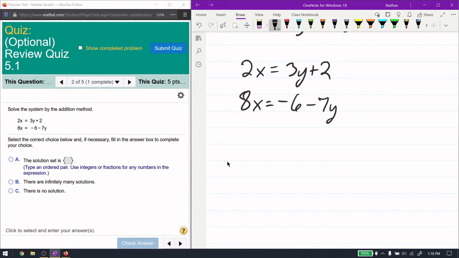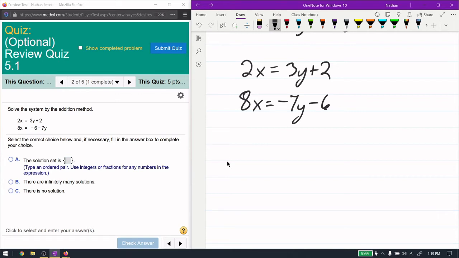The first thing you need to do for addition is make sure all the columns are lined up. So we have x's here, the equal signs. This needs to be y's, so I'm going to flip the bottom one around. Make it negative 7y minus 6. Now the y's are lined up and the numbers are lined up. So all my columns are fine. Now I can actually do the addition.